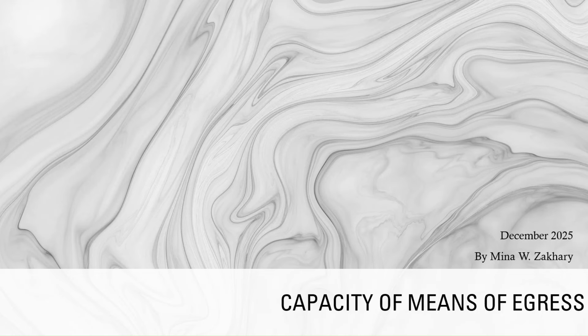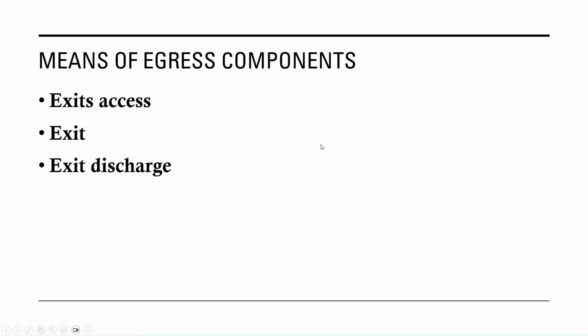Let's start with the basic concept. The means of egress capacity is about answering a simple question. Can all occupants leave the building safely within a reasonable time using the available exits, corridors, doors, and stairs? Capacity is not only about how many exits you have, it is also about how many people those exits can actually serve. Let's now move to the concept of the means of egress components.